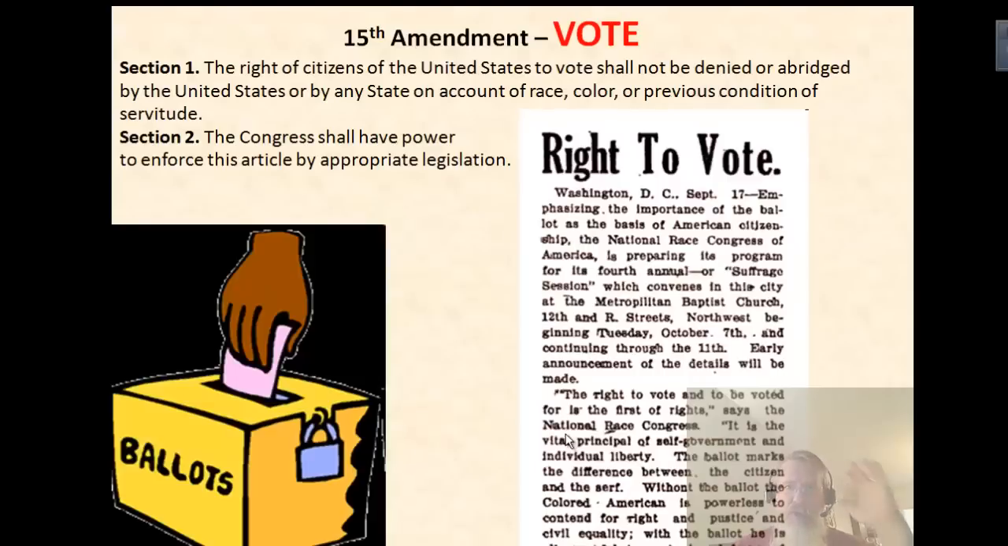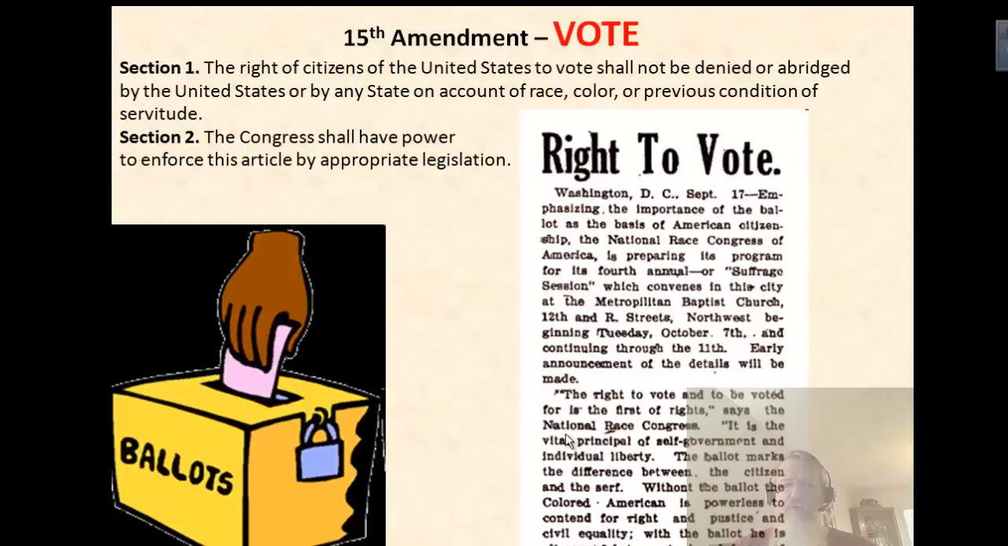And then the last amendment that we call our Reconstruction Amendments, the 15th Amendment, gave the right to vote. The right of citizens of the United States to vote shall not be denied or abridged, means limited, by the United States or any state on account of race, color, or previous condition of servitude. Now that last part, what that means is, legally, you couldn't deny somebody the right to vote because they used to be a slave.